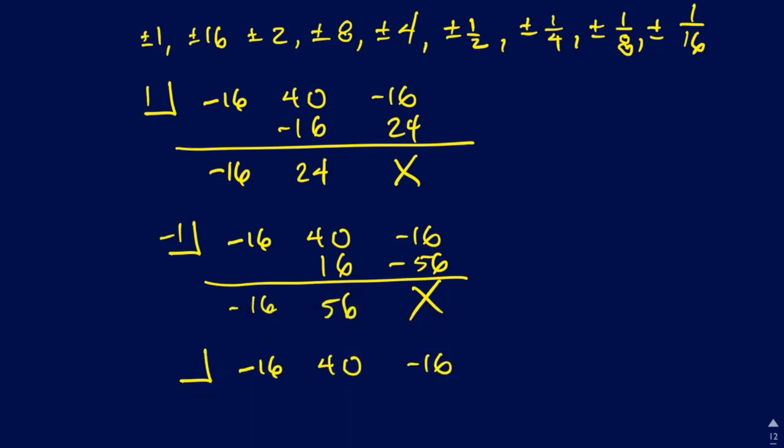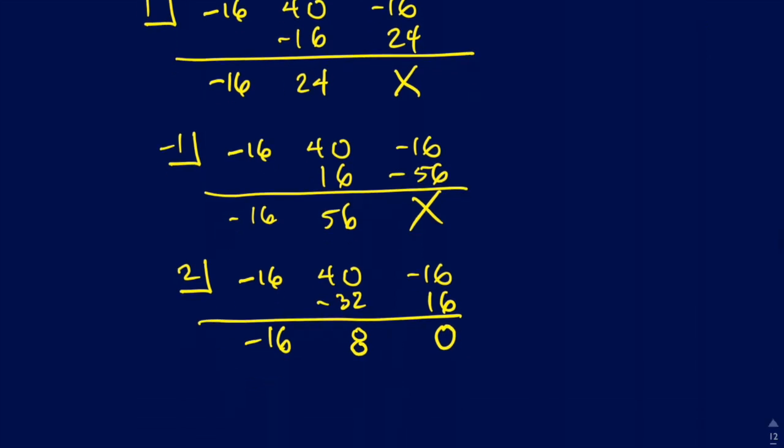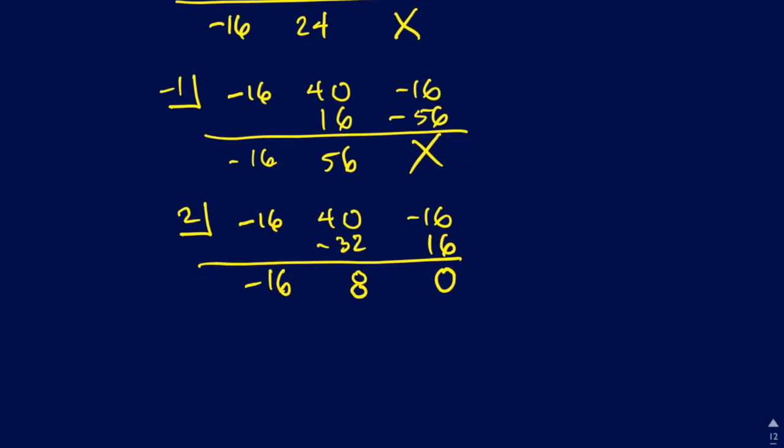How about 2? No, I shouldn't have done that. Bring down the negative 16, multiply it by 2, negative 32. Bring down, add the 40 to the negative 32 and get 8. And then 2 times 8 is 16. And yes, we get it. So 2 is an answer. So that's one of the answers.